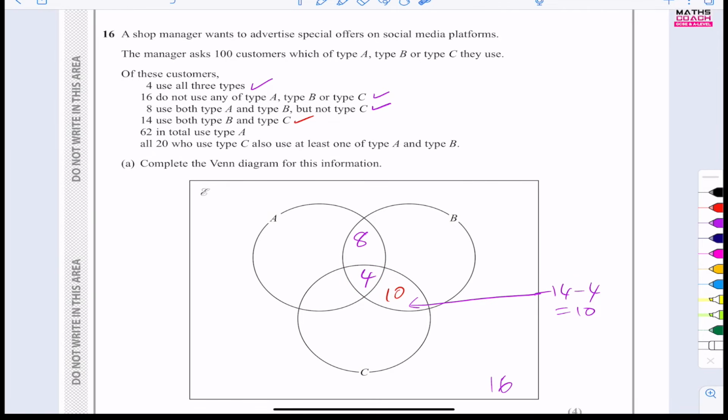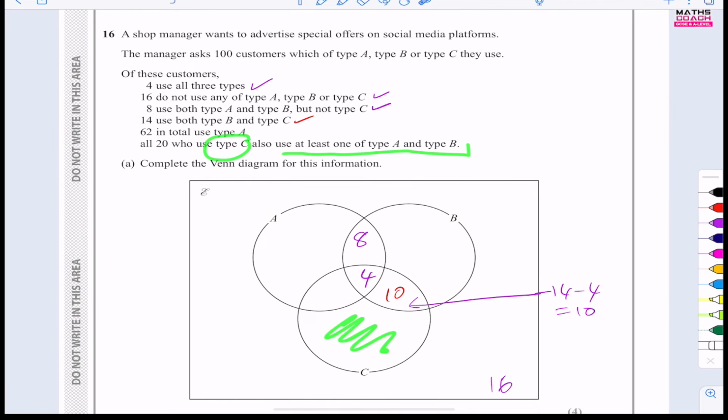Next, it says 62 in total use type A. That means this entire circle here is worth 62. However, there are 2 parts of this circle missing, so we can't do anything with that 62 just yet. All right, not just yet. So let's continue reading. It says all 20 who use type C also use at least one of type A and B. Now, what does that mean? There are 20 that use type C, but they also at least use A and B.